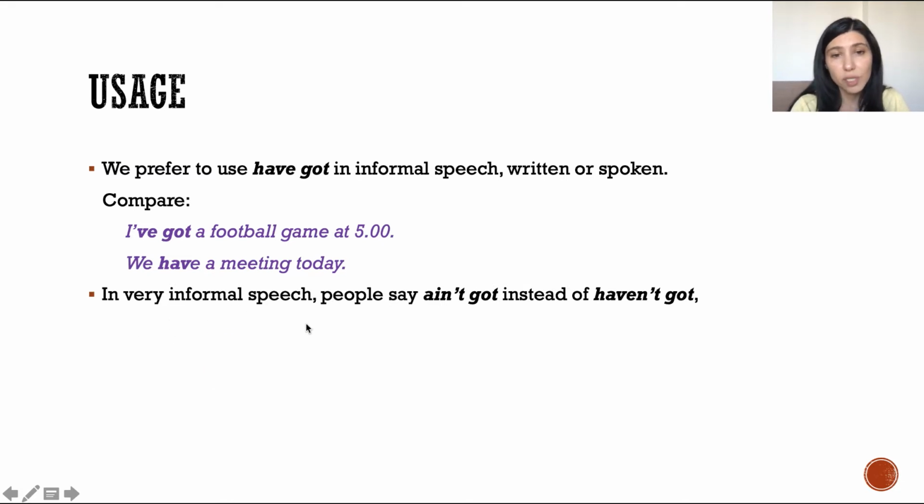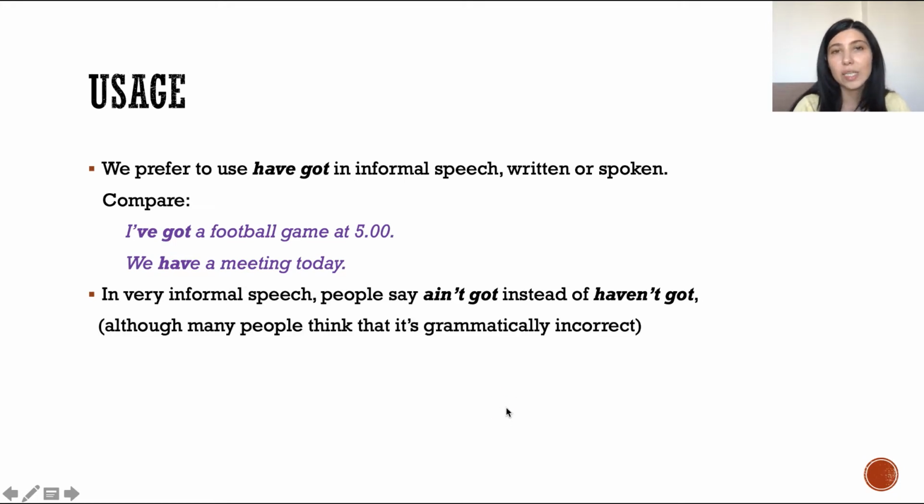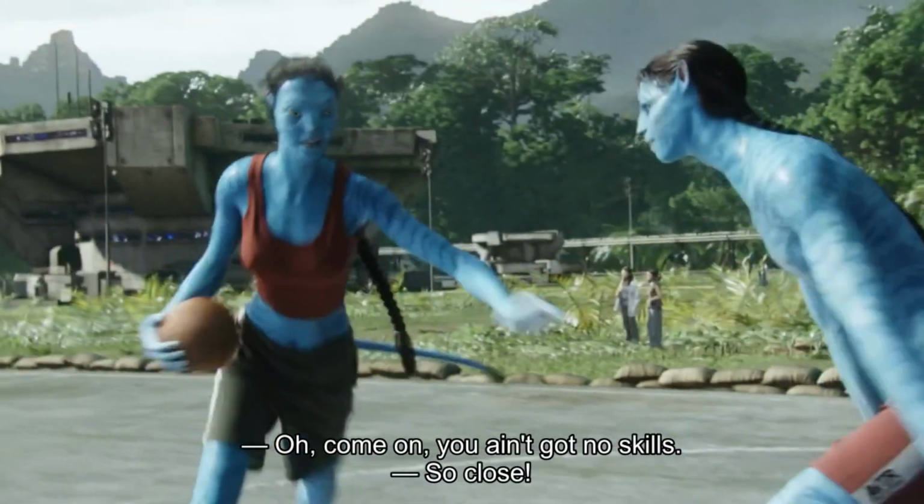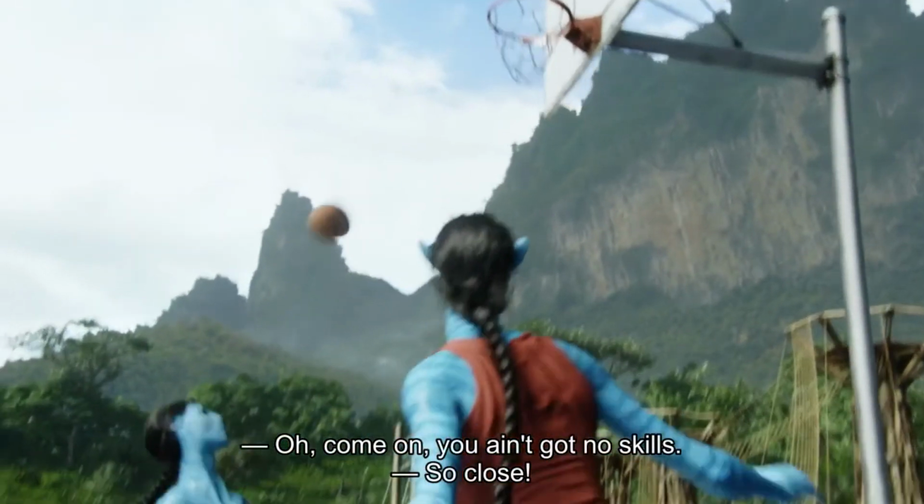In very informal speech, people say ain't got instead of haven't got, although many people consider this to be grammatically incorrect. Oh, come on, you ain't got no skills.